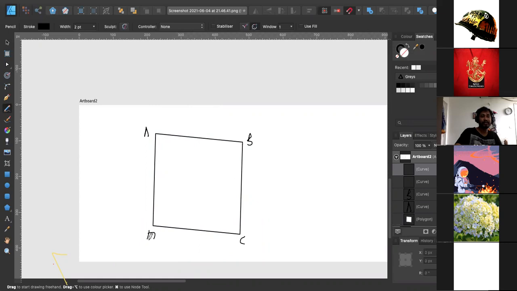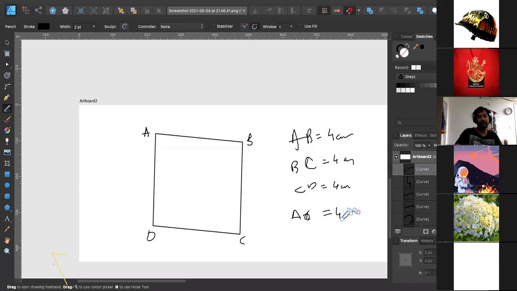Now this is very interesting because you said square. So now let's say AB is equal to 4 centimeter, BC is also equal to 4 centimeter, CD is also equal to 4 centimeter, and AD is also equal to 4 centimeter. So is this a regular polygon?